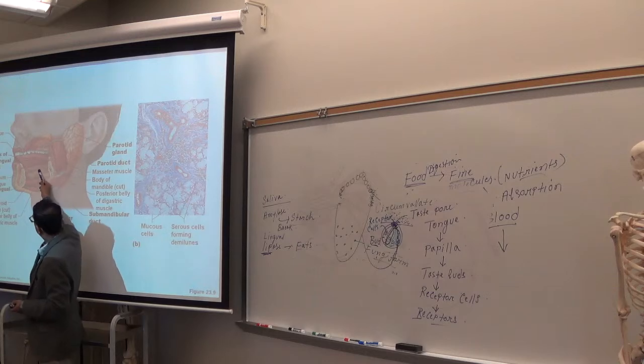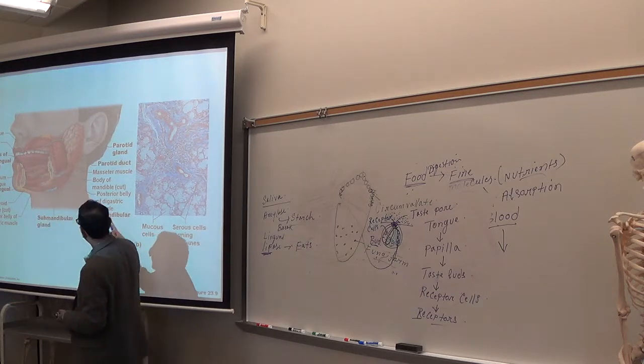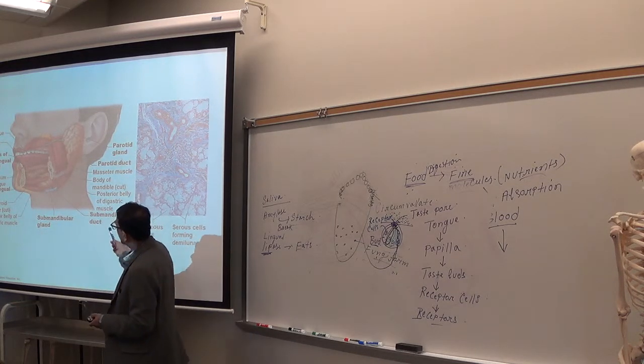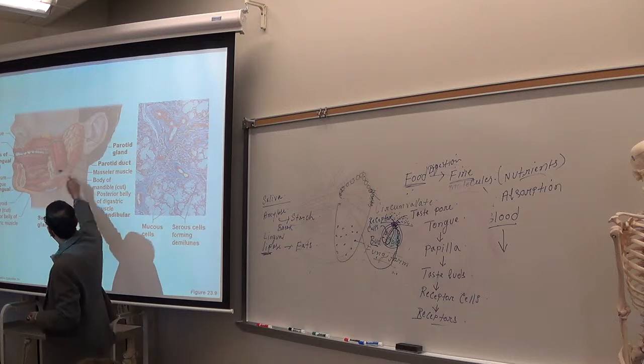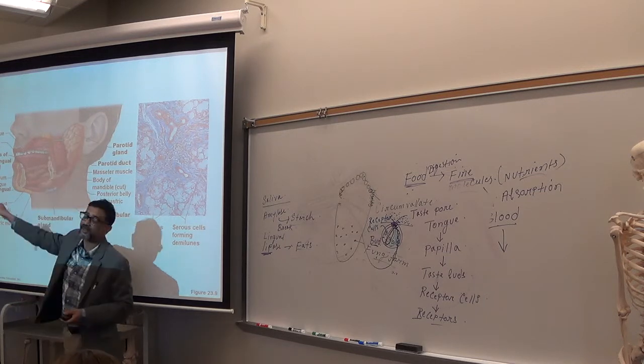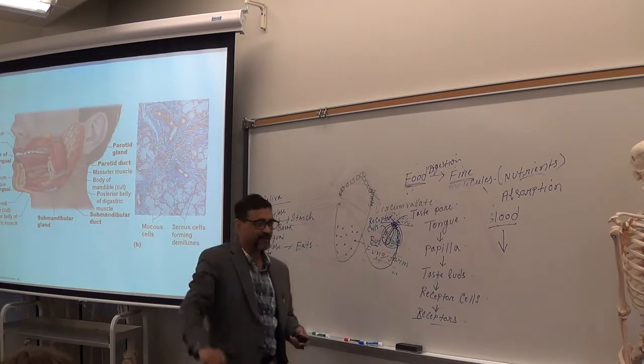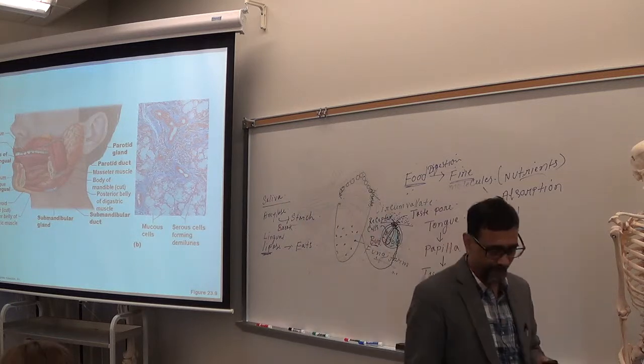Ducts of the submandibular gland. So this is for the submandibular gland. These are for the sublingual gland. And this is for the parotid gland, the duct, the green tubes.